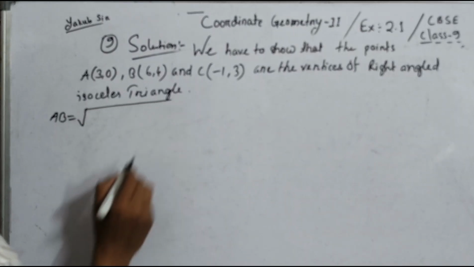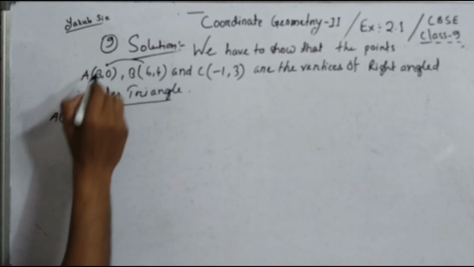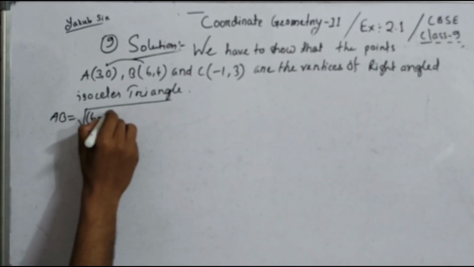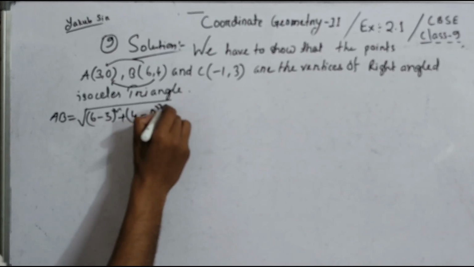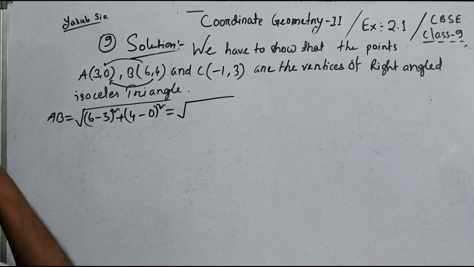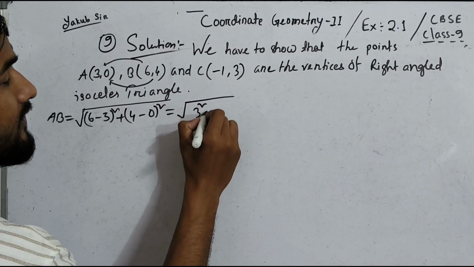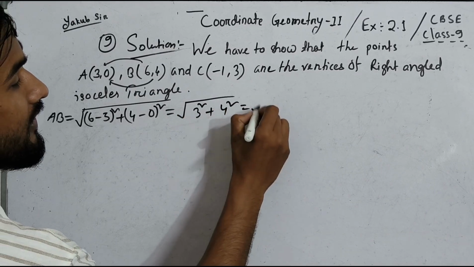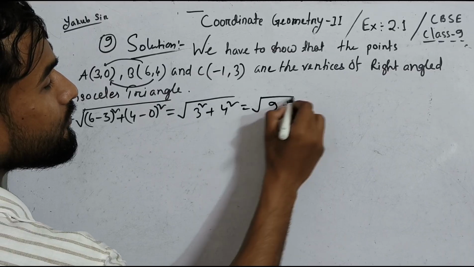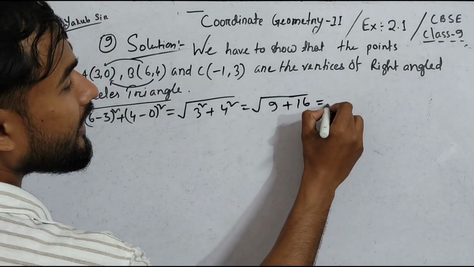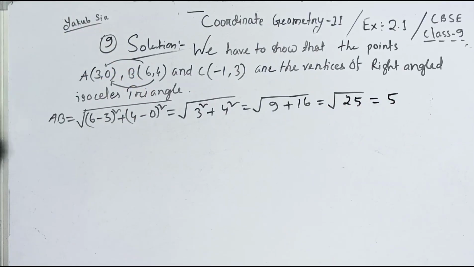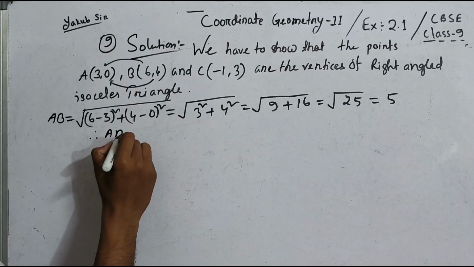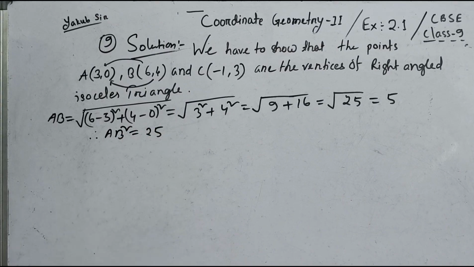It will be (x2 minus x1) whole square plus (y2 minus y1) whole square: (6 minus 3) whole square plus (4 minus 0) whole square. 6 minus 3 is 3 square and 4 minus 0 is 4 square. 3 square is 9, 4 square is 16, and 9 plus 16 is 25, so the final value is 5. AB square equals 25.